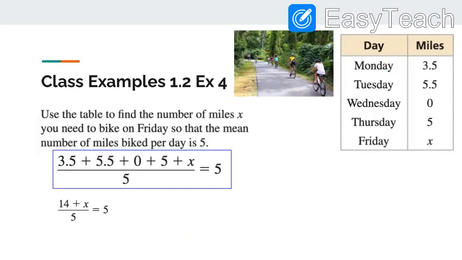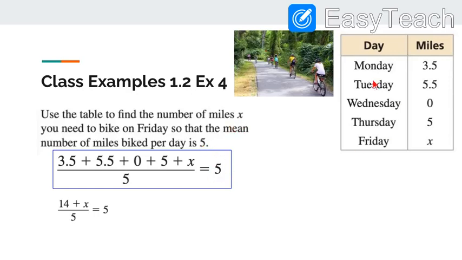This problem has been started for us. We got to finish it though. So our overall problem says use the table to find the number of miles x you need to bike on Fridays so that the mean number of miles biked per day is 5. Remember that the mean means average, meaning that we add everything up and then we divide by the number we add up to get the average. So we've already been told the mean has to be 5, which is why we have here equals 5.